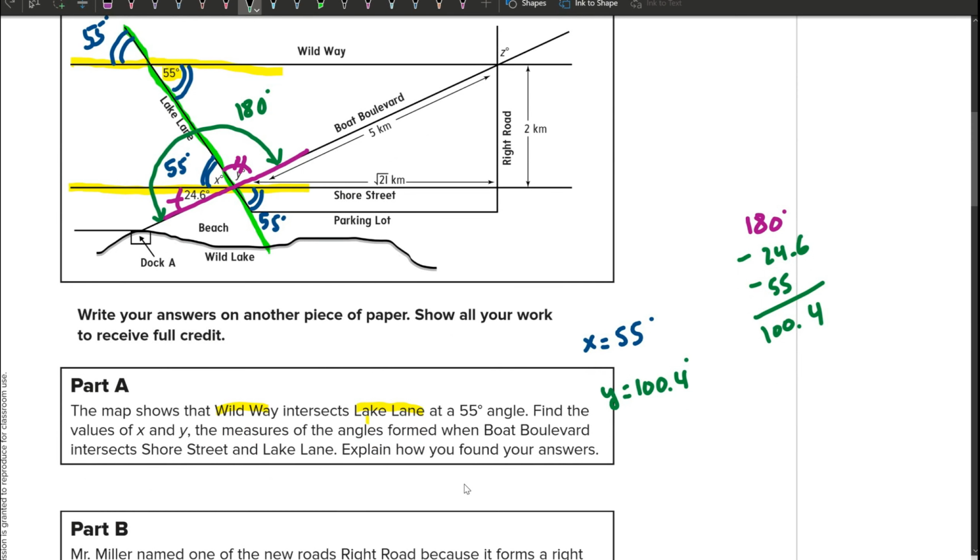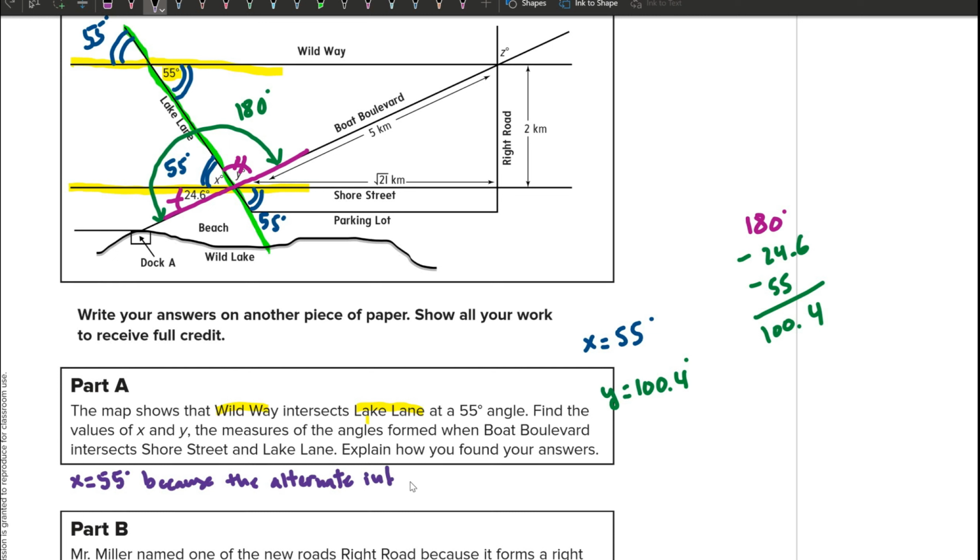I just realized that they asked you to explain how you found the answer. So you would say x equals 55 because the alternate interior angles are congruent.